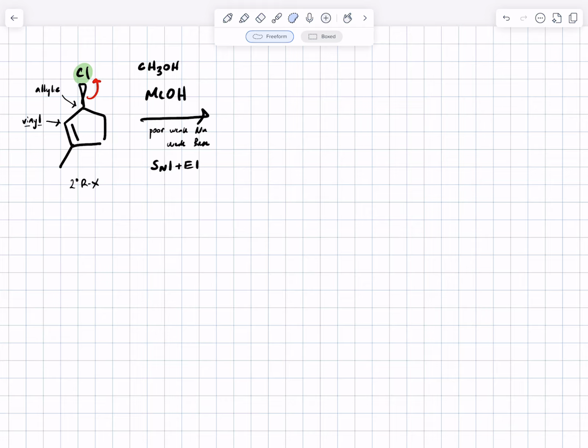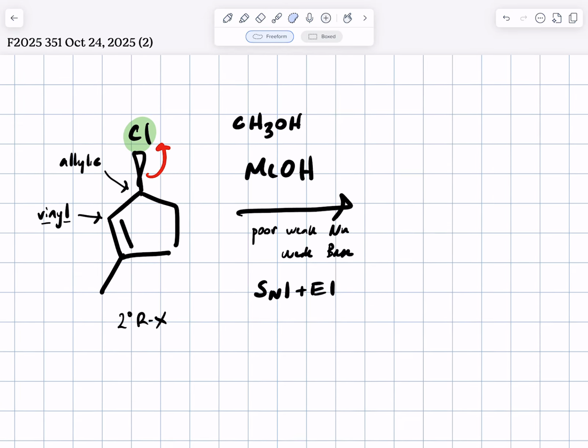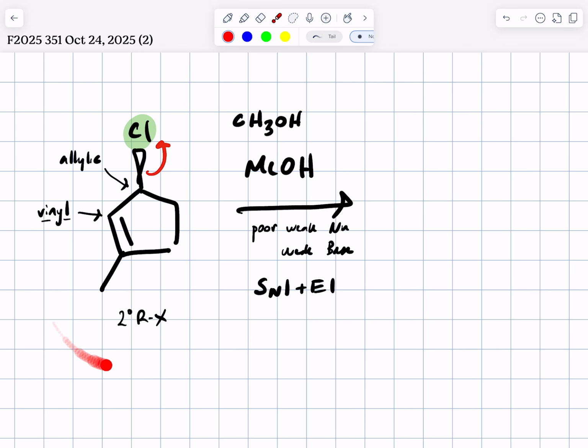We are finishing with Chapter 8 on elimination reactions today. And I want to just do one more example before we move on. And this is an SN1 and E1 example. So here's a starting material that I think you've done a problem before on.